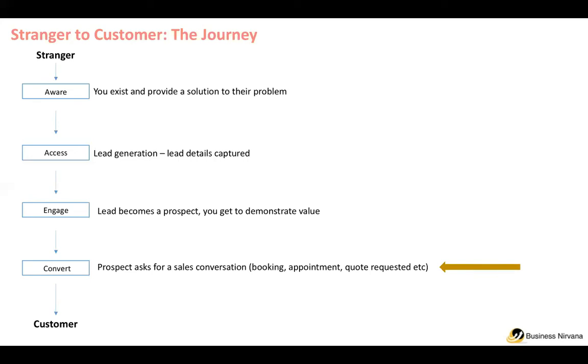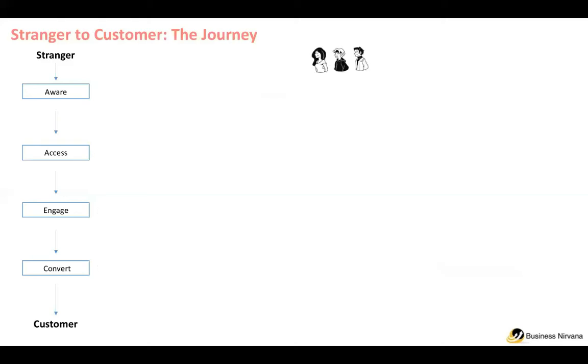It can be in the form of a booking, an appointment, a quote requested, but usually price comes up here. Price comes up ideally longer after you have demonstrated value. And then of course they become your customer. Okay, so basically they go from stranger through to being customer, right?